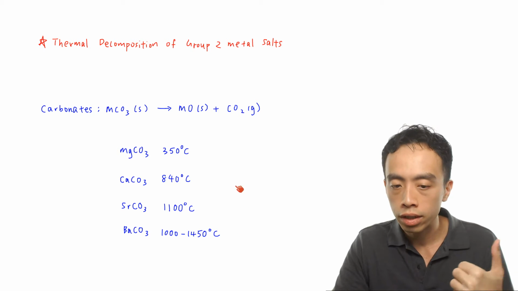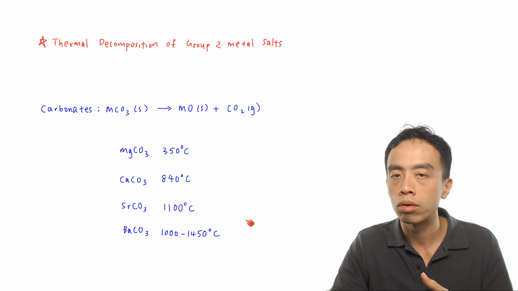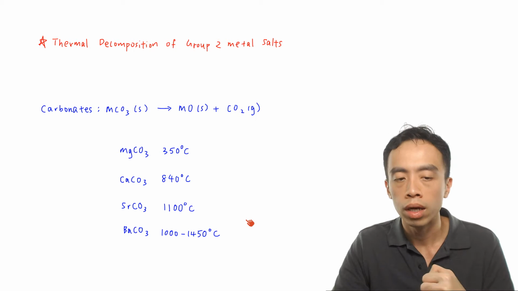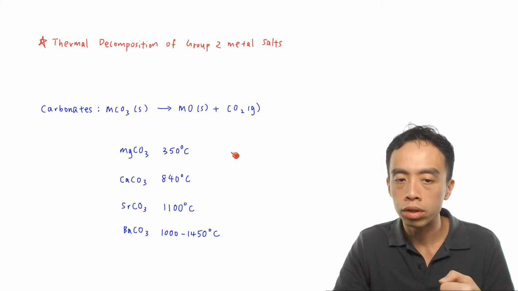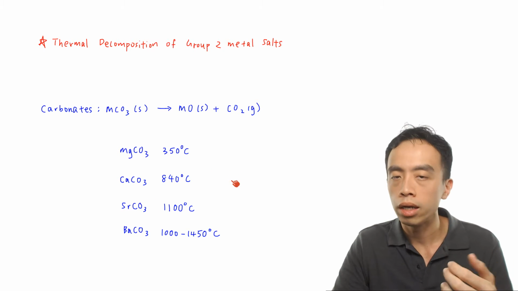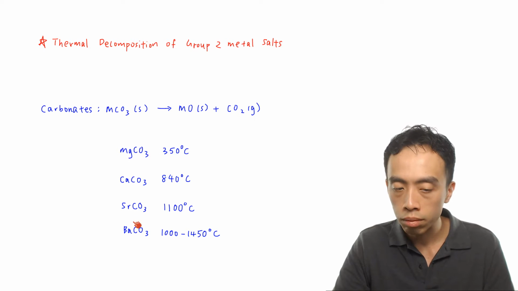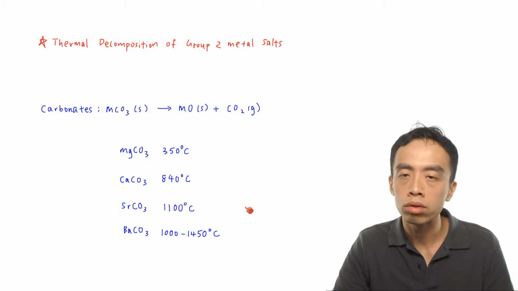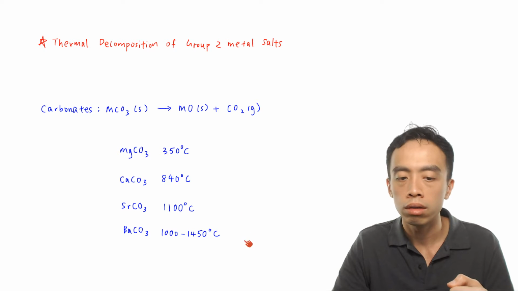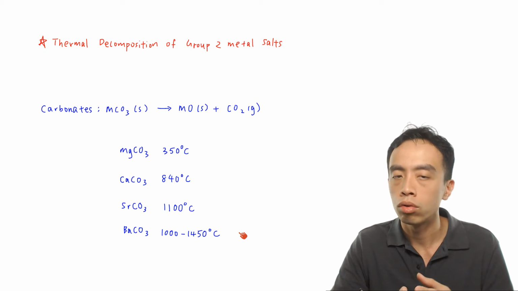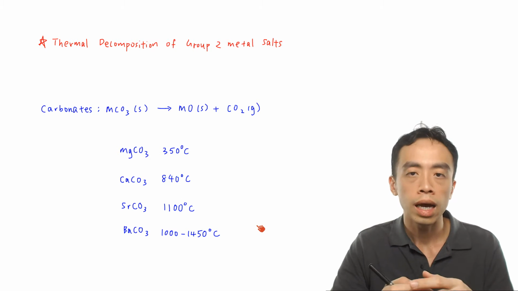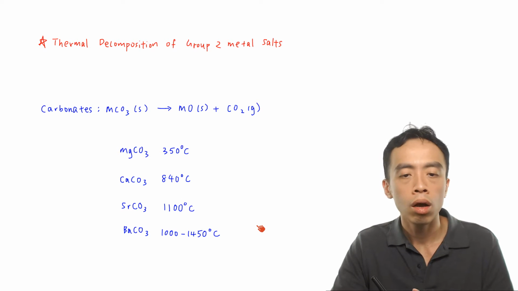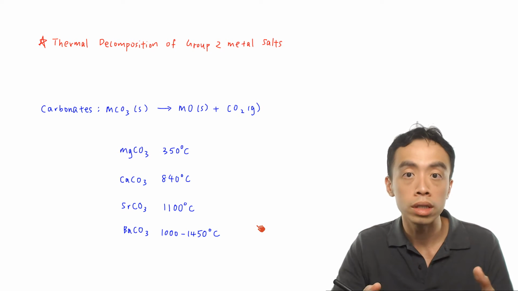product. And what we have here are the thermal decomposition temperatures for our group 2 metal carbonates as we go down the group. Magnesium carbonate, the decomposition temperature is 350 degrees Celsius. Calcium carbonate, the temperature starts to go up, 840 degrees C. Strontium carbonate, the temperature is higher, 1100 degrees Celsius. Barium carbonate, the decomposition temperature is also higher. It is between 1000 to 1450 degrees Celsius. So notice, as you go down this group, it is harder and harder for you to decompose the carbonate, or it requires a higher temperature for decomposition.